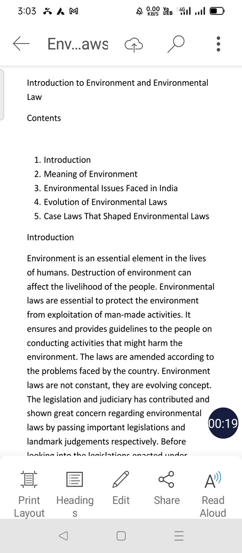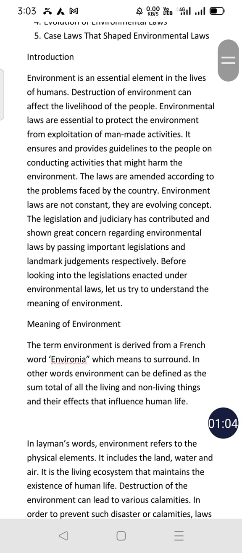Today we are going to discuss the subject environmental biology and the topic Introduction to Environment and Environmental Law. About laws, we are going to know what the contents are: introduction, meaning of environment, environmental issues faced in India, evolution of environmental laws, and case laws that shaped environmental laws. Primarily, introduction.